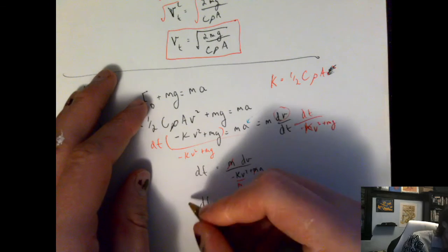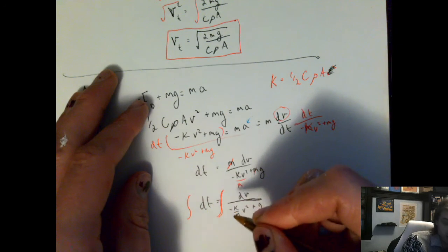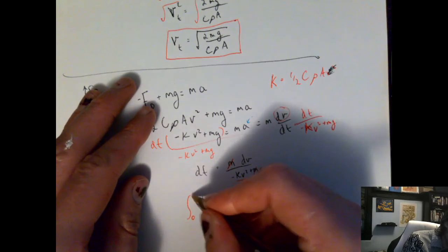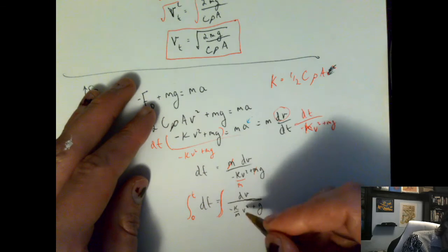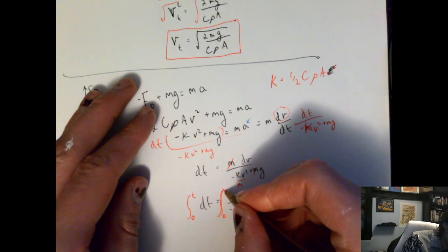And so now what we can do is take an integral over our bounds of integration. For time, we're going to be going from 0 until the time when we actually finish. For the velocity, we're going to be going from 0 until the velocity that we're actually looking for.